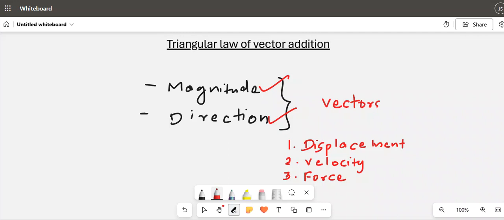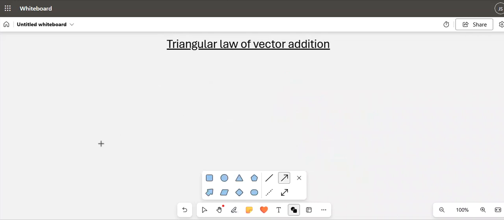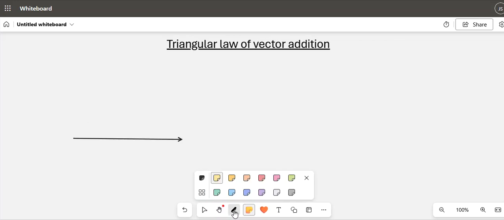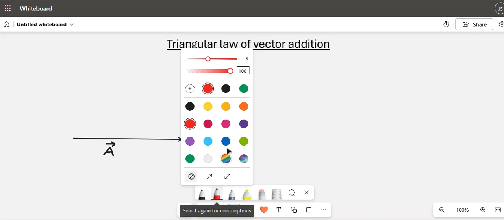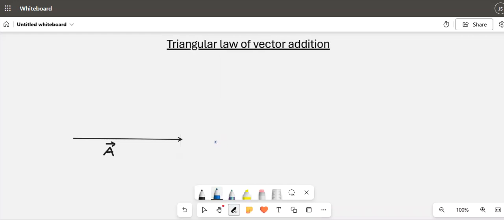I am drawing two vectors. Listen very carefully. One is like this. Let me call this vector A. A vector has a line and an arrowhead. This is all the things you studied in the previous sessions about vectors. Let me draw another vector, B. I can use another color for vector B. This is known as vector B.